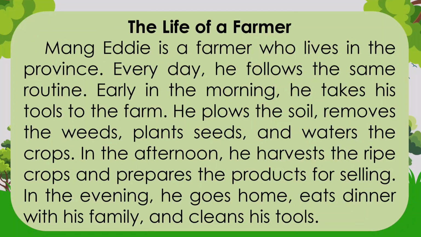Let us read the story about the life of a farmer. Mang Eddie is a farmer who lives in the province. Every day, he follows the same routine. Early in the morning, he takes his tools to the farm. He plows the soil, removes the weeds, plants seeds, and waters the crops. In the afternoon, he harvests the ripe crops and prepares the products for selling. In the evening, he goes home, eats dinner with his family, and cleans his tools.